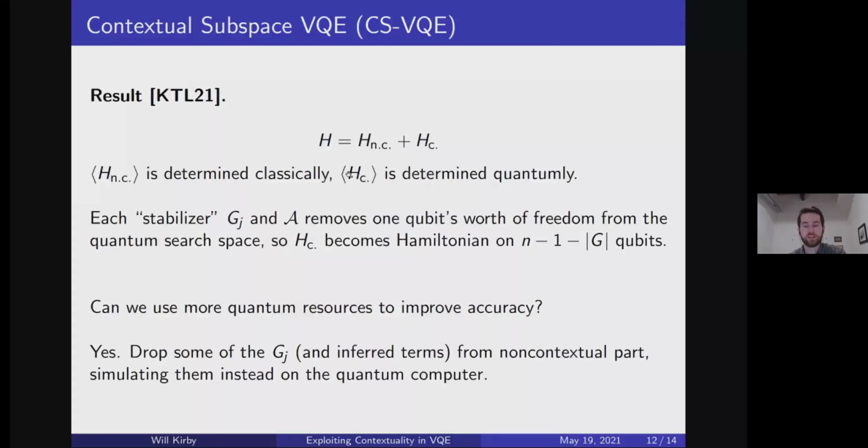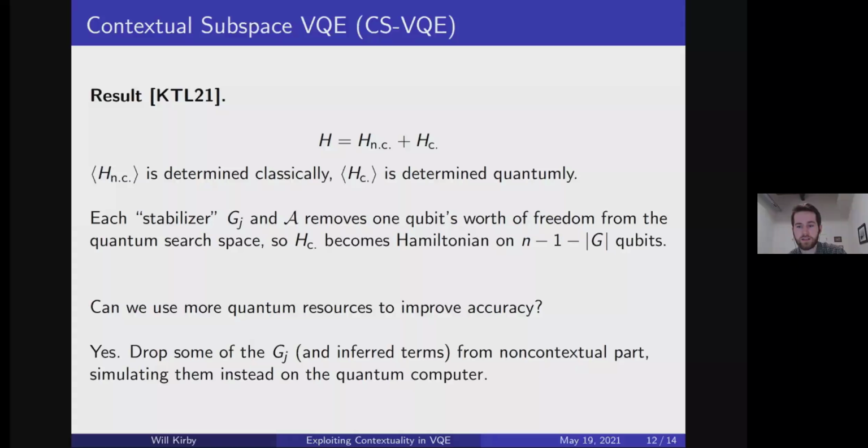And when we restrict the contextual part of the Hamiltonian to the subspace corresponding to the non-contextual ground state, it becomes simpler. So again, this is the part that we're looking at on the quantum computer. But each non-contextual generator, the G sub j's and the script A, removes 1 qubit's worth of freedom in the non-contextual ground state. So the contextual correction Hamiltonian ends up being a Hamiltonian on a number of qubits that's given by the original number of qubits n minus the number of generators, which is the size of G plus 1 for script A.